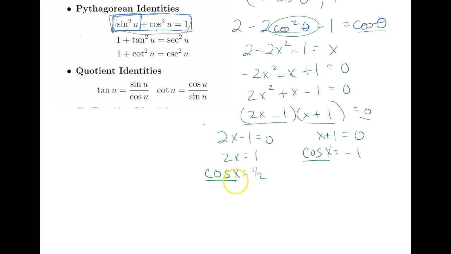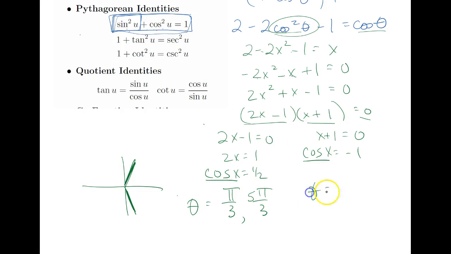So where on the circle is the cosine equal to 1/2? Okay, well, let me think. That's the x value, and the x value of 1/2 happens here, and it happens here. So that would be pi over 3. Is this a theta? Yeah, it was a theta in this problem. And down here, what is that? 5 pi over 3. And then do the same thing over here, guys and girls. Where is the x value at -1? Well, doesn't that happen over here at pi? Okay, so this one has 3 answers.